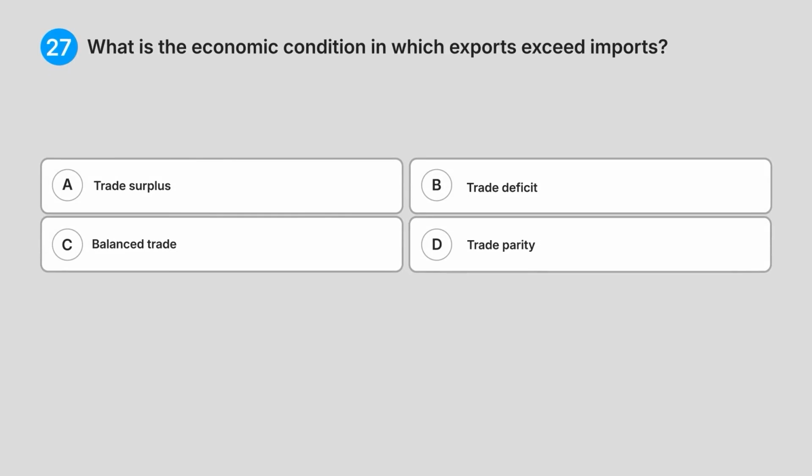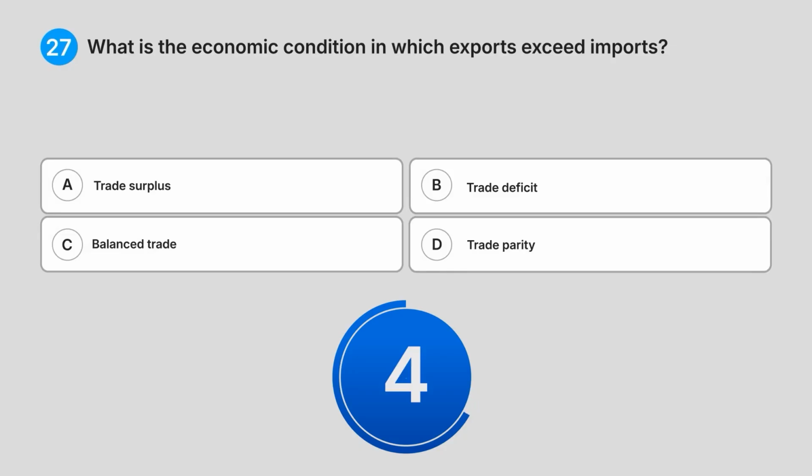27. What is the economic condition in which exports exceed imports? A. Trade surplus. B. Trade deficit. C. Balanced trade. D. Trade parity. What do you think is the answer?